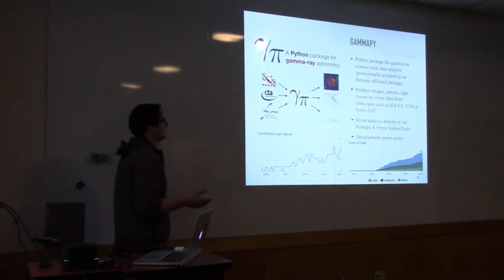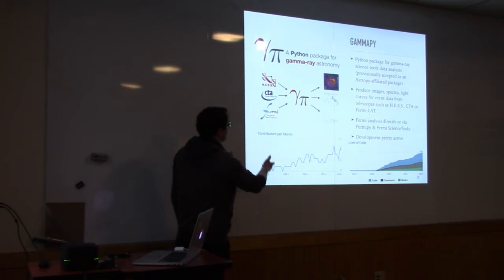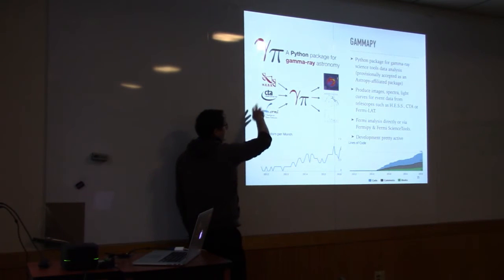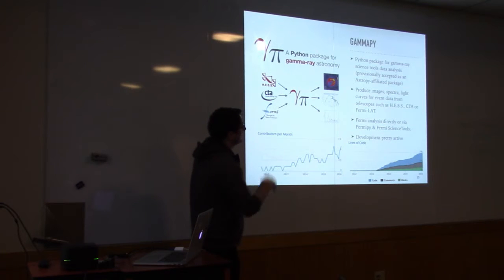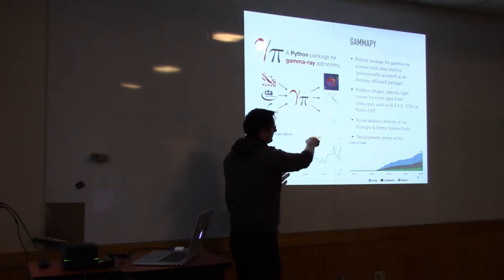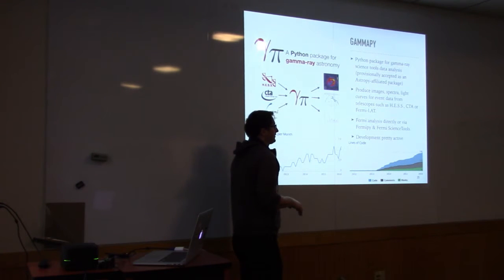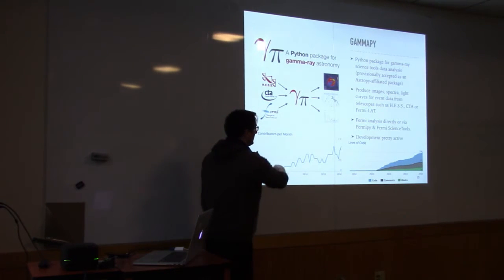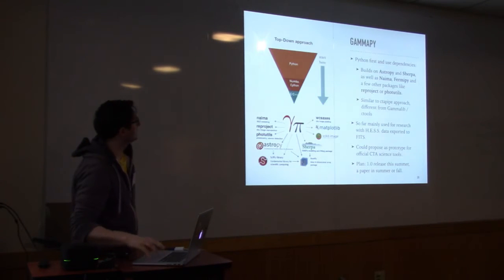What we've been working on is a different approach called Gammapy, a Python package for gamma ray astronomy. It basically has the same goal, where you take gamma ray data and produce high-level results like images, spectra, and light curves. It's a provisionally accepted Astropy affiliated package. For Fermi analysis, we want to try to implement it both ways, both by re-implementing the analysis directly and by connecting to the Fermi science tools via Fermipy. And as you can see here, the development has been pretty active over the past 2 years.